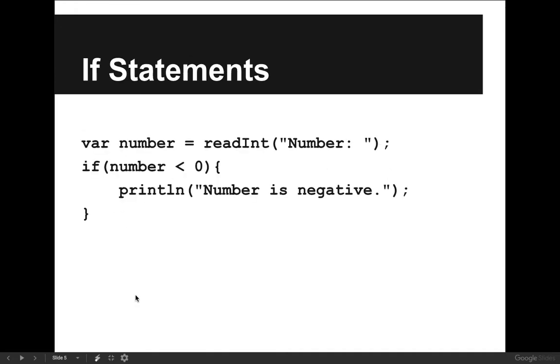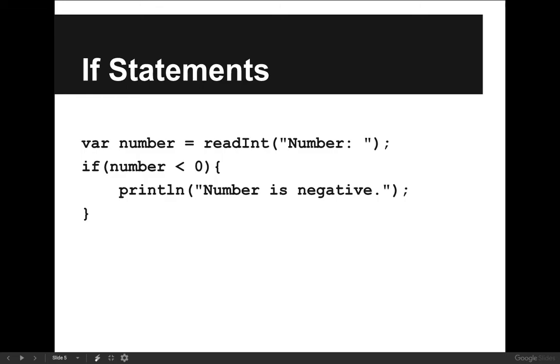Here's an example of an if statement. Really basic if statement. We read in a number from the user, var number, read int number. If that number that they give us is less than 0, then we tell the user the number is negative. So if number less than 0. So this is why we did those comparison operators in the previous lesson. This is where we're going to use them.